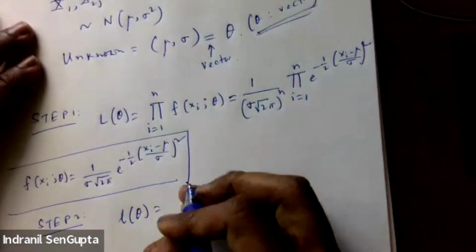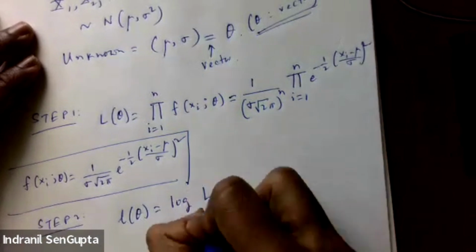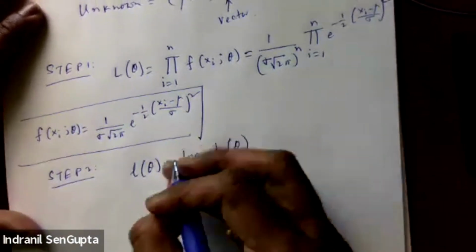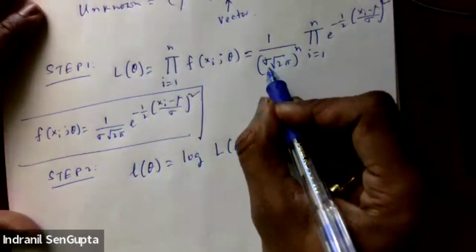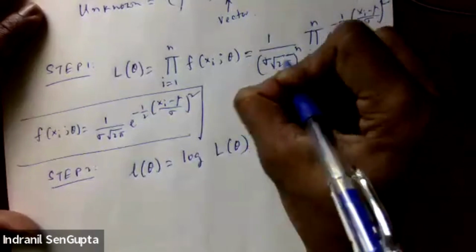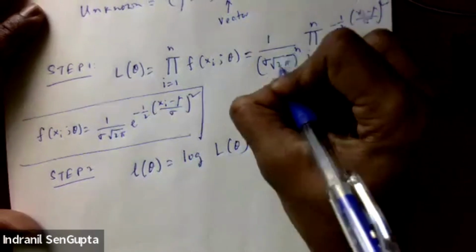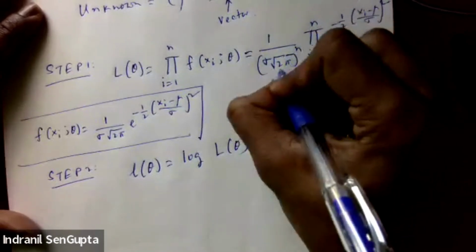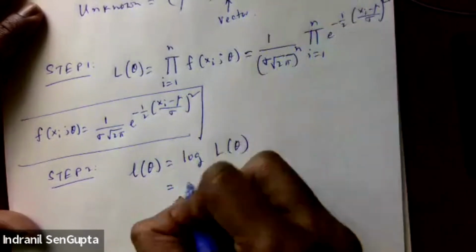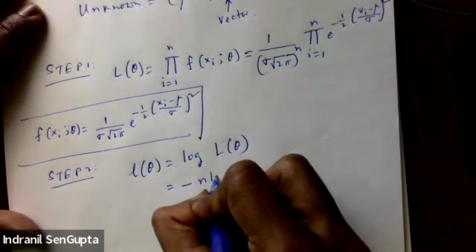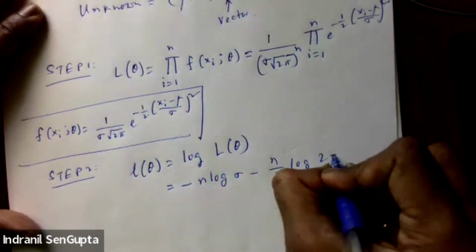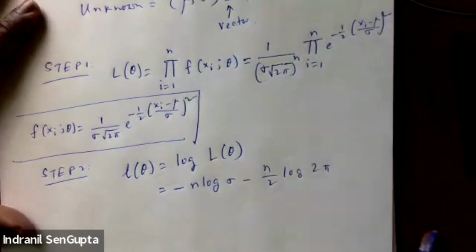the log likelihood function. So log of L theta. So we have to take the log of this one. So let's see. We have 1 over sigma times the square root of 2 pi. Square root of 2 pi means 2 pi to the 1/2. So this is really sigma to the n and 2 pi to the n over 2. If I take the log function, since it's in the denominator, it's minus n log sigma minus n over 2 log 2 pi.